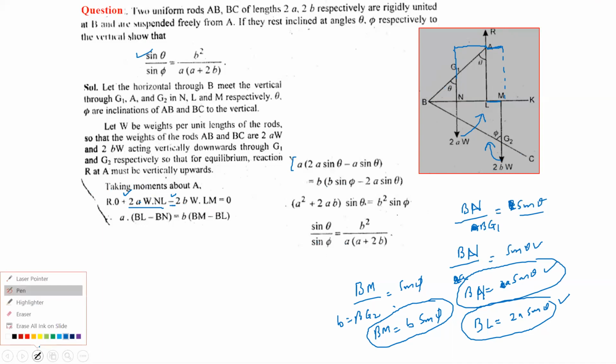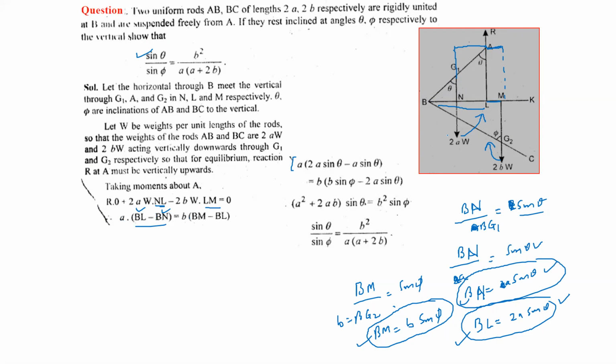So now what we have done: the value of NL is not available to us, but we have the values available of BL, BN and BM. So NL can be broken as BL minus BM. You can see in the diagram NL is BL minus BM, and both the values are available to us, so it is comfortable. And LM can be written as BM minus BL, right? And these two values are also available.